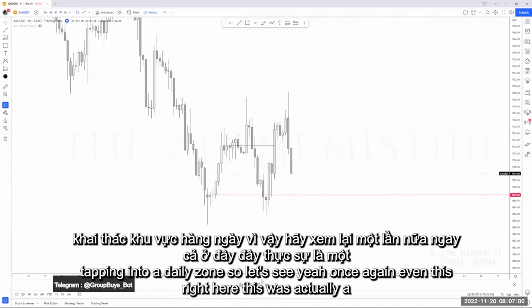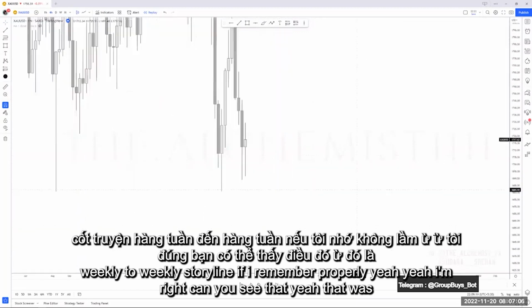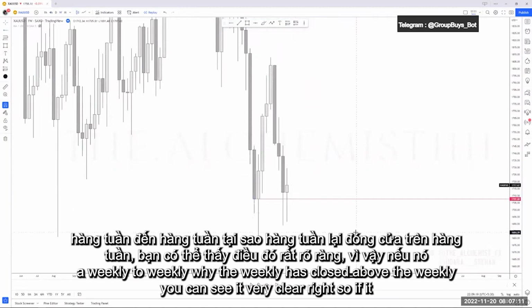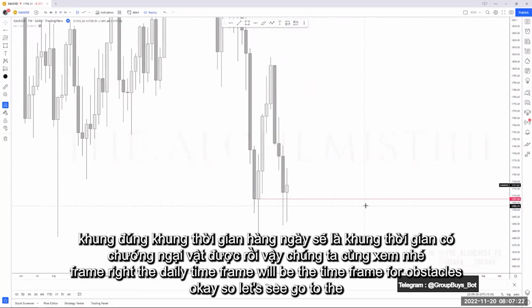Yeah, once again, even this right here, this was actually a weekly to weekly storyline, if I remember properly. Yeah, I'm right. That was a weekly to weekly. Why? The weekly has closed above the weekly. You can see it very clear, right? So if it is a weekly to weekly storyline, what will be your obstacles? The daily time frame will be the time frame for obstacles.